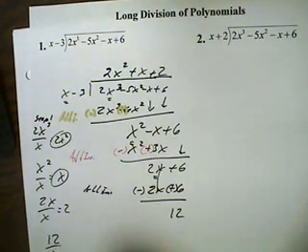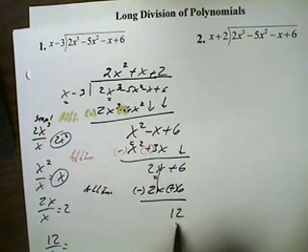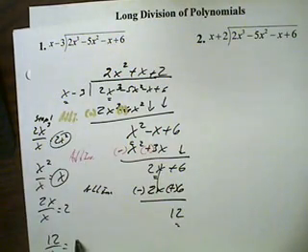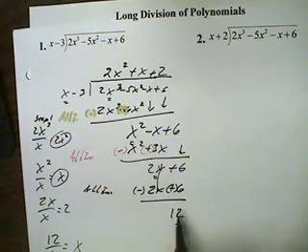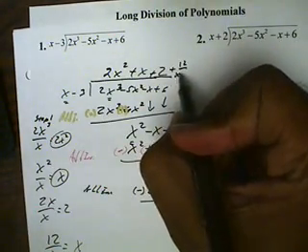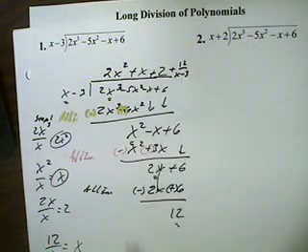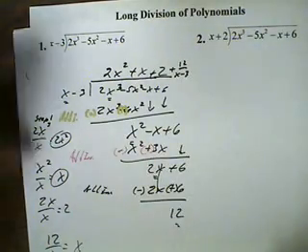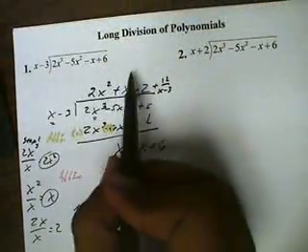Now that my 12 can no longer be simplified with the x, I know that I'm at the end. So I take my 12, I say plus 12 over my divisor of x minus 3. And this is the solution to the division problem.